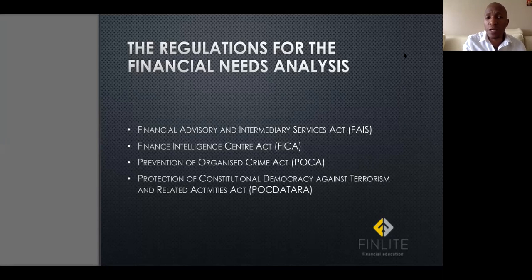So let's look at the regulations of the financial needs analysis. For instance, the Financial Advisory and Intermediary Services, what is known as FAIS, which governs how advice is provided, or the intermediaries, the companies that are providing the financial products, that is FAIS. And the Financial Intelligence Act is FICA, which was introduced a while ago to deal with the issues of money laundering and issues of tracing where the money actually comes from.